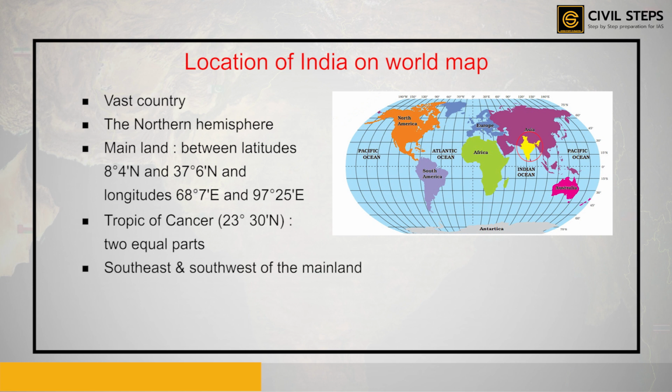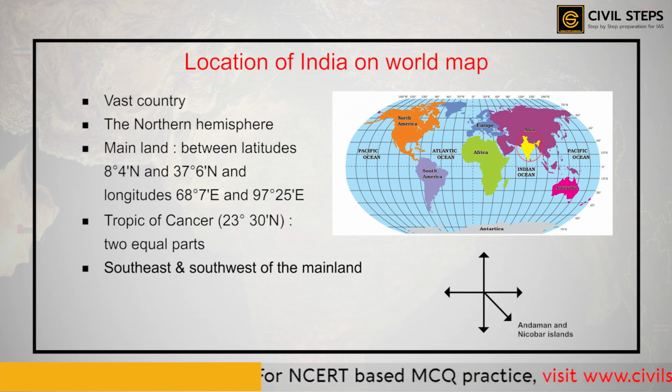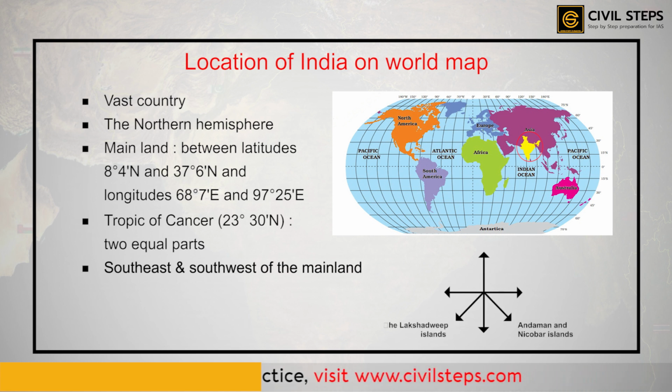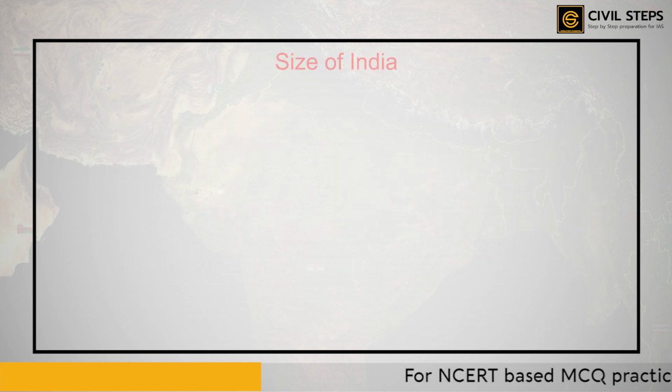To the southeast and southwest of the mainland lie the Andaman and Nicobar Islands and the Lakshadweep Islands in the Bay of Bengal and the Arabian Sea respectively. So this was about the location of India on the world map. Now let us have a look at the size of India.